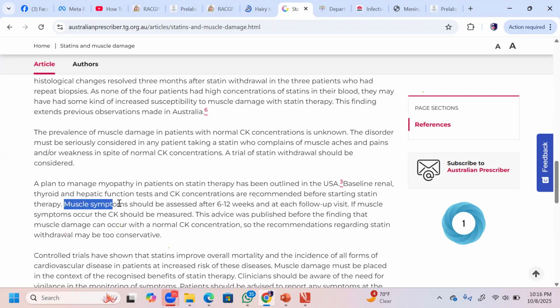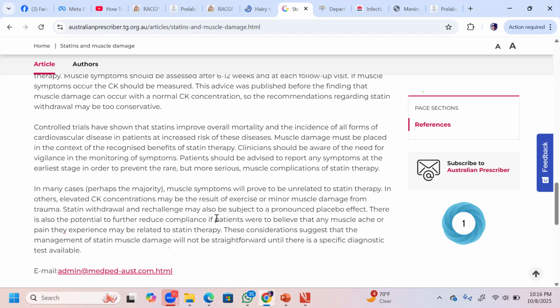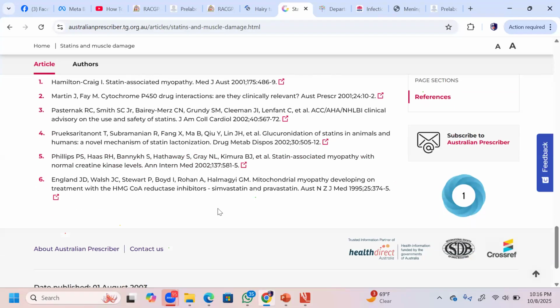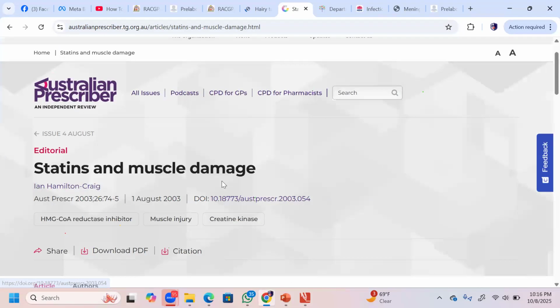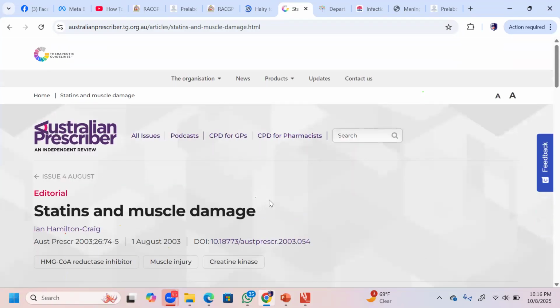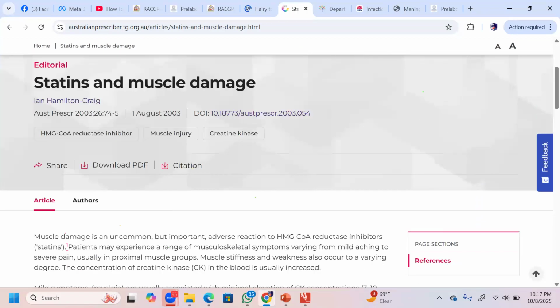Okay. And muscle symptoms should be assessed after 6 to 12 weeks at each follow-up visit. So these are the important things we have discussed. Doctor, does it make sense? Should we move to next? Any question, please let me know. Okay. The things we discuss are important for exam, nothing else.